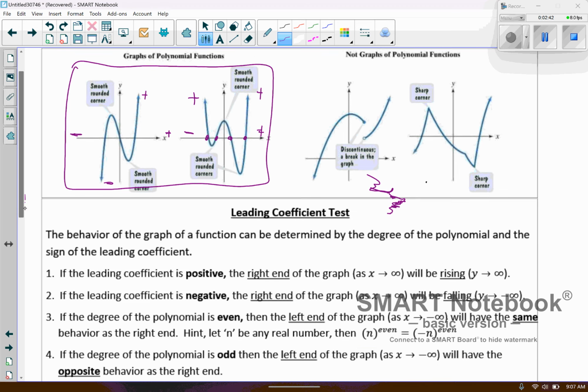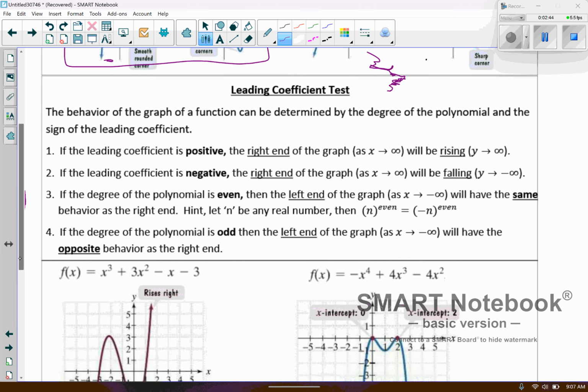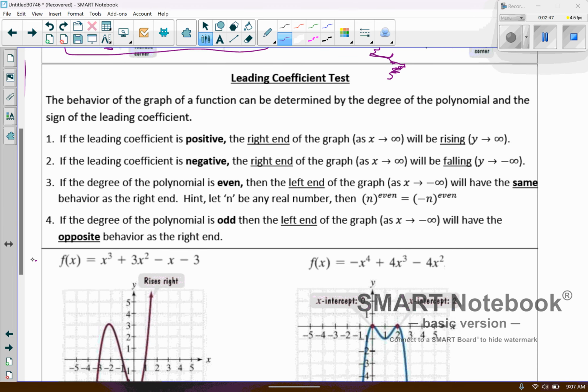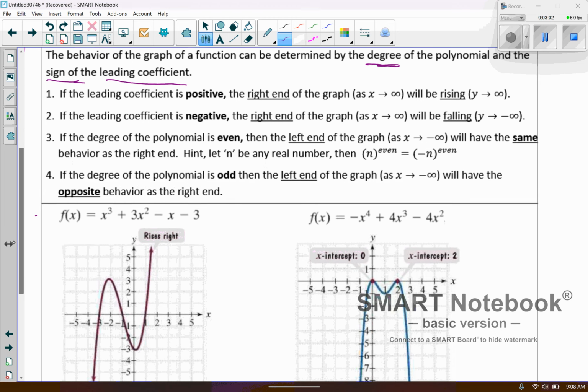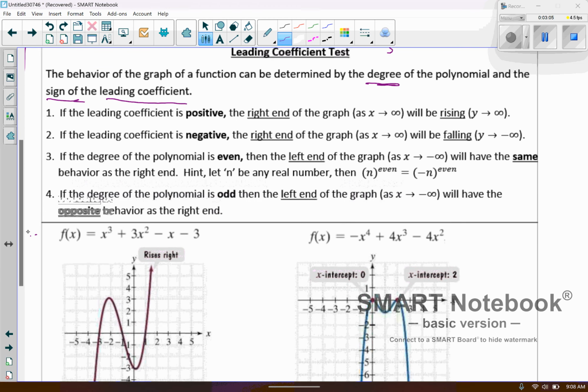There's this thing called the leading coefficient test, and that helps us determine those behaviors. The behavior of the graph of a function can be determined by the degree of the polynomial and the sign of the leading coefficient. I want to pull this up to where we can see the examples down below. The leading coefficient is always going to be the value right here. The leading term is the term with the highest power.